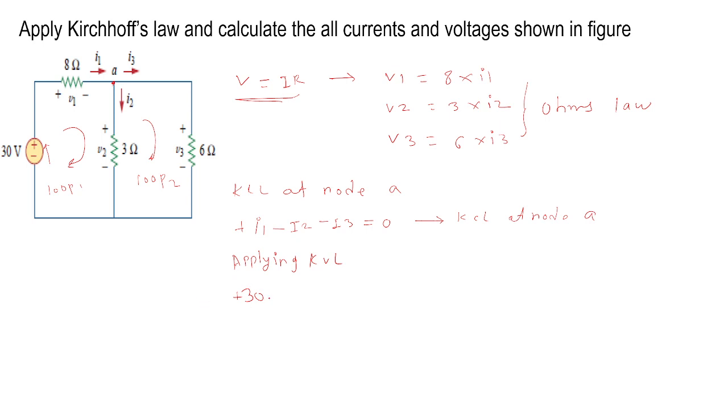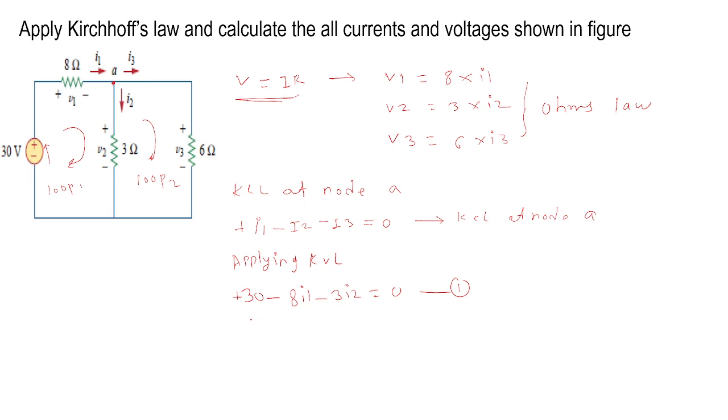Again minus. See here at the 8 ohm we are traveling from plus to minus, so that's why we need to consider the minus sign. And the current flowing in the 8 ohm is I1. So minus 8 I1. Again the 3 ohm resistor is there, so again minus 3 I2 is equal to 0. So this is equation number 1. Okay, I hope it is clear.